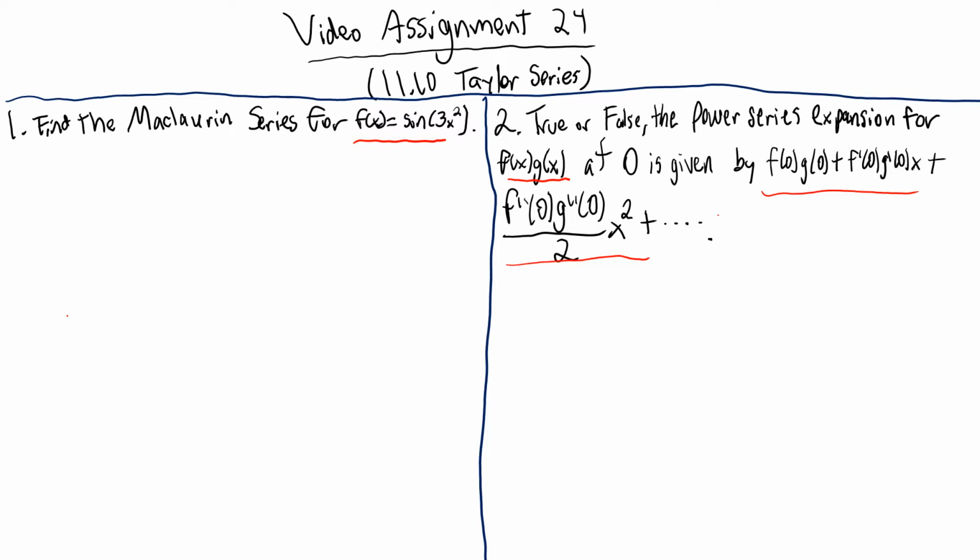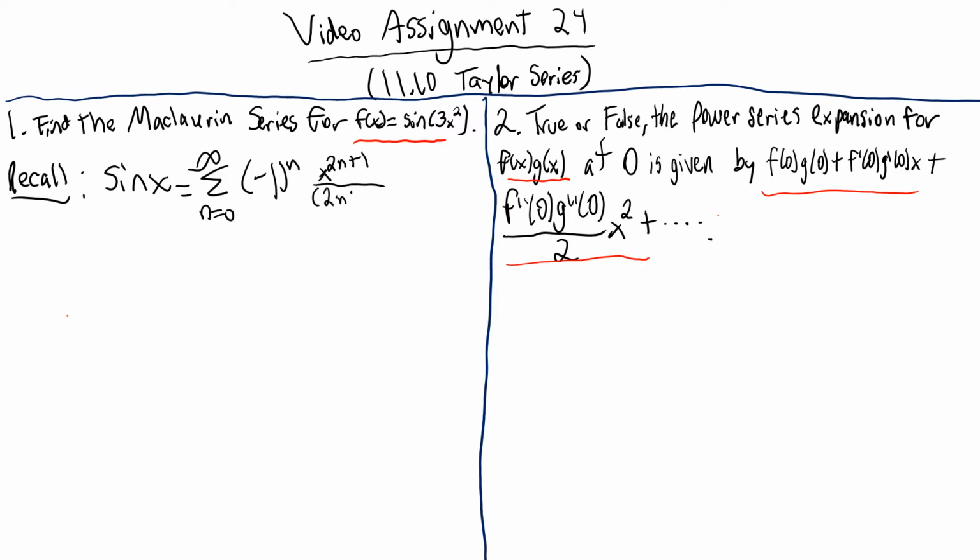Okay, so to begin with, we need to recall that the Taylor series for sine of x is equal to the sum of n equals 0 to infinity of -1 to the n times x to the 2n plus 1 over 2n plus 1 factorial.